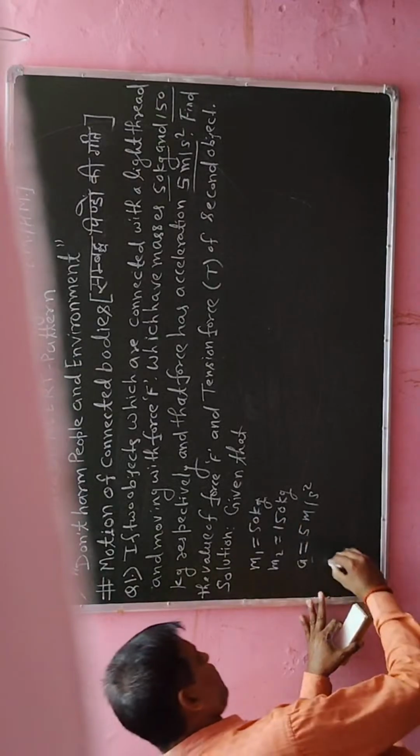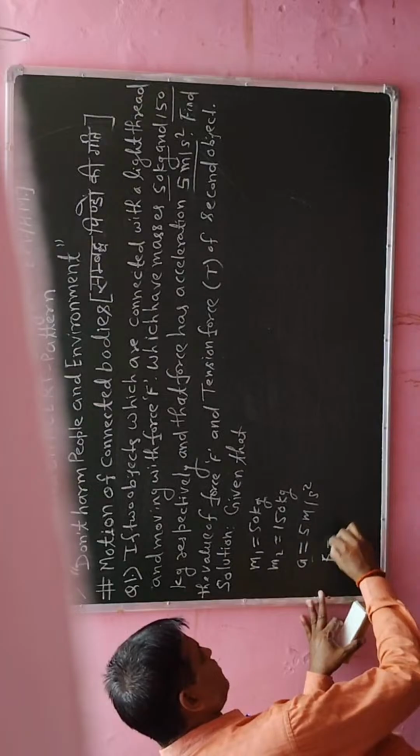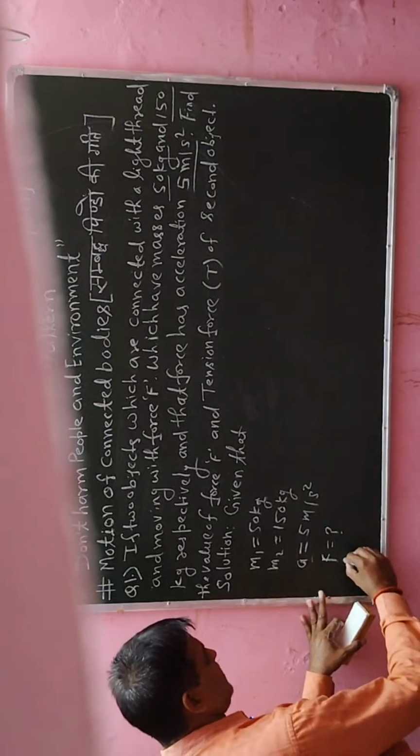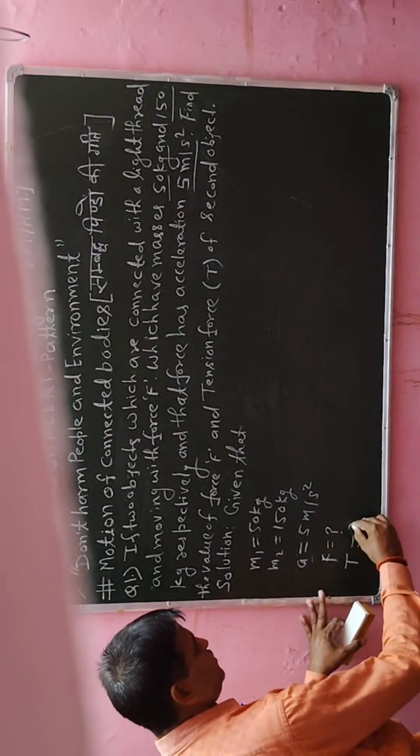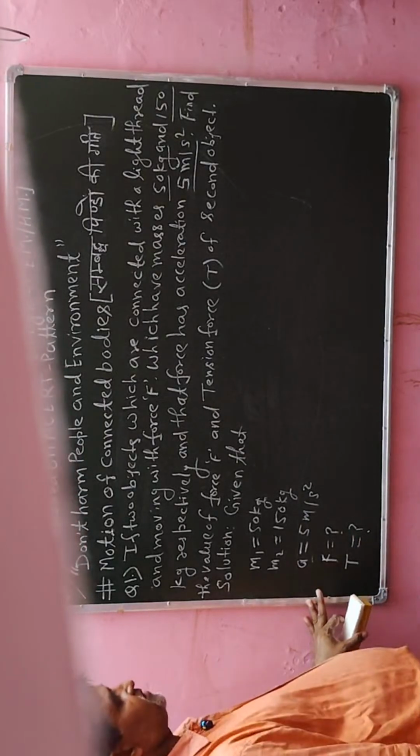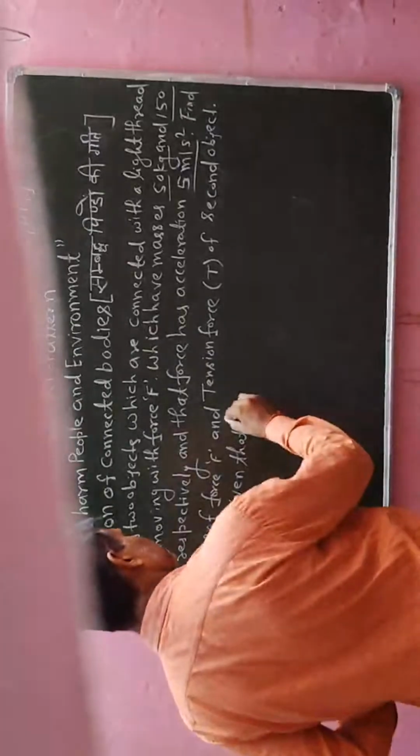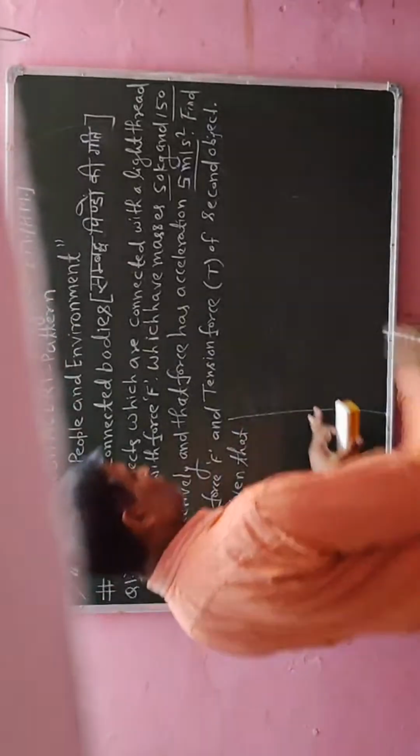Now we have to find the value of F. What is the value of F? And we also have to find the tension force which is available in the light thread. Okay, so I will evaluate its value.